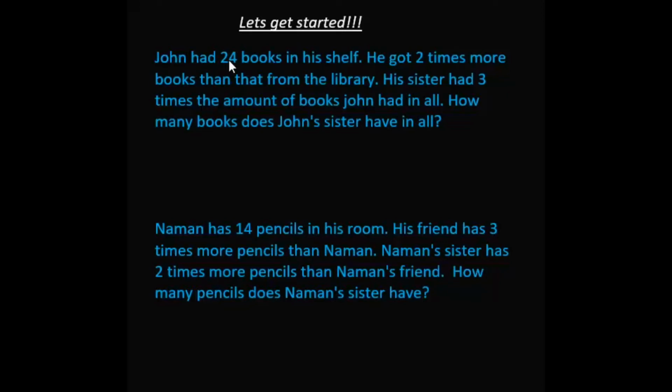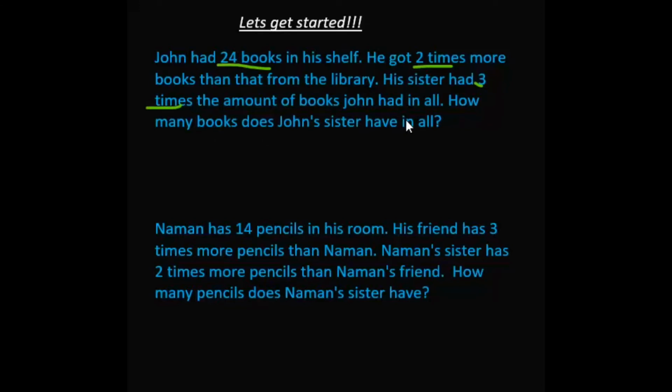John had 24 books in his shelf, so we have our number here. He got 2 times more books than that from the library. His sister had 3 times the amount of books John had in all. How many books does John's sister have in all?